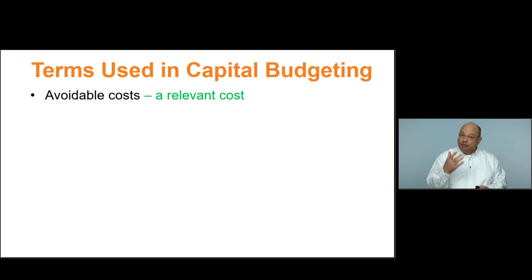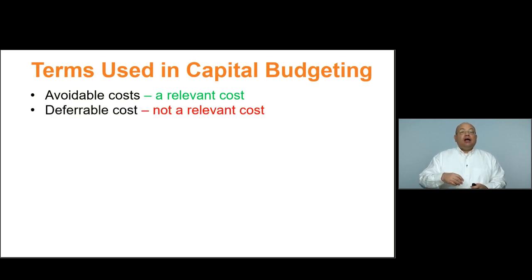And because it's an avoidable cost, it's generally going to be relevant to this decision. We also have what are called deferrable costs or discretionary costs. This is a cost that we don't have to spend. Whether we spend it or don't spend it, the company's still going to go on. It's not going to be a problem in the short term. We're just going to push it, we're going to defer it to a future period. And generally, deferrable costs are not relevant.